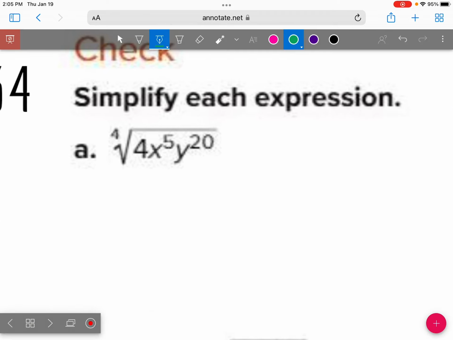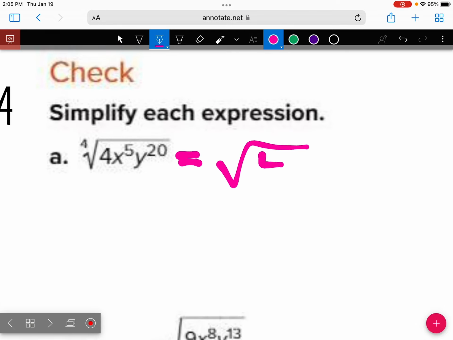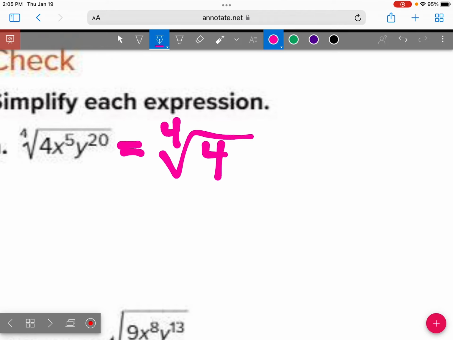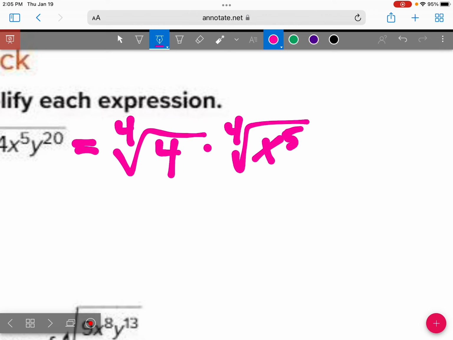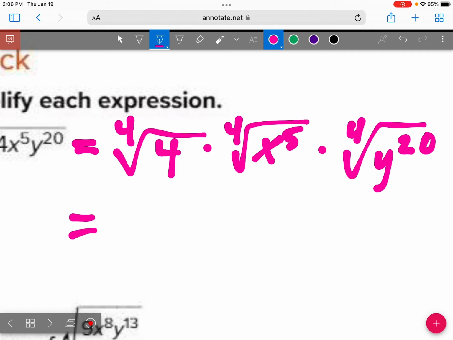Separate. So if we separate, we get the fourth root of 4 times the fourth root of x to the 5th times the fourth root of y to the 20th. All right. Can we take the fourth root of 4? No. So what does it stay as? Fourth root of 4, right? Okay, what about the fourth root of x to the 5th?